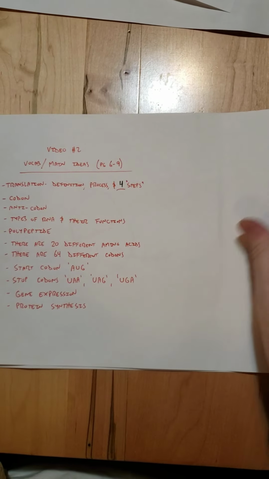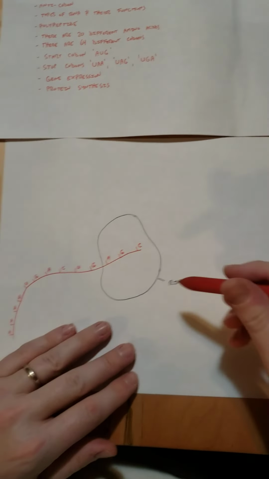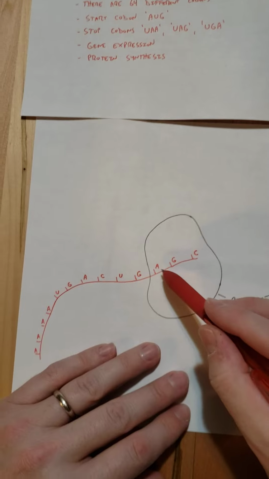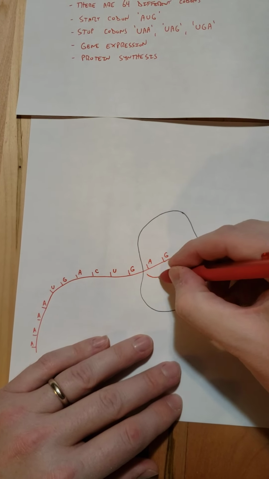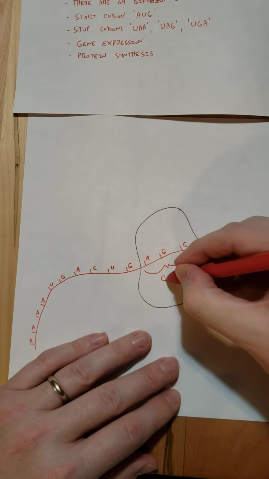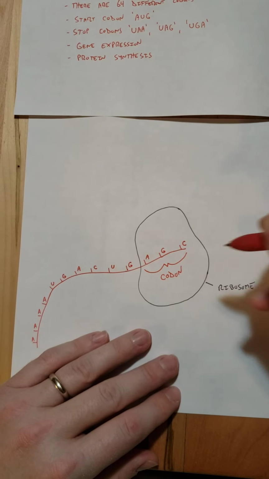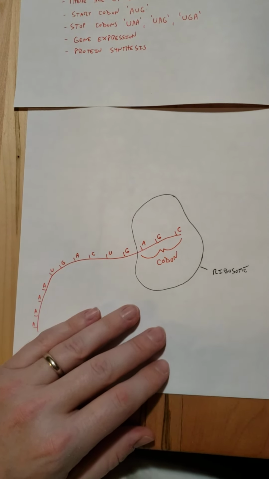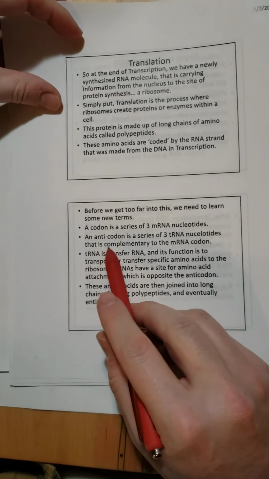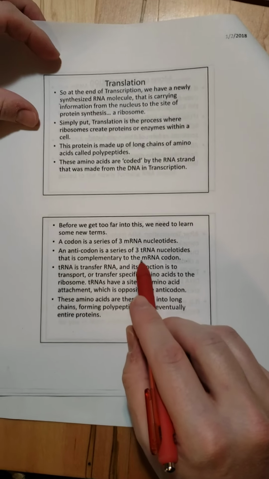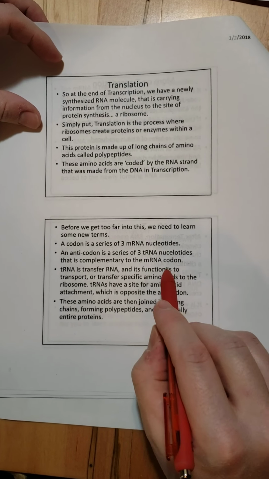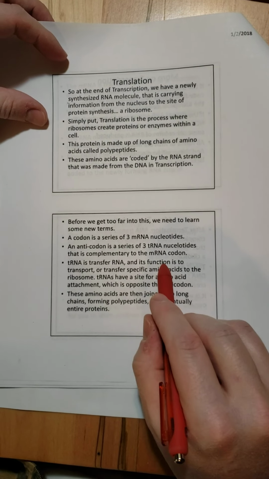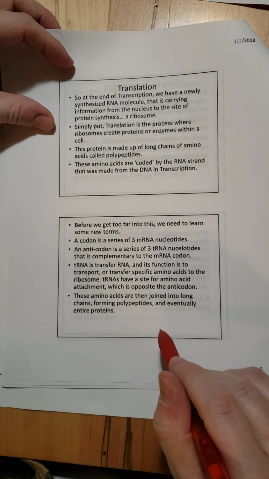So if I look at my picture here, kind of jumping ahead, 1, 2, 3. This is a codon, a series of 3 messenger RNA nucleotides. And an anticodon is a series of 3 transfer RNA nucleotides that's going to be complementary to the mRNA codon. I'm not going to show you that just yet, though. You'll see that in a minute.